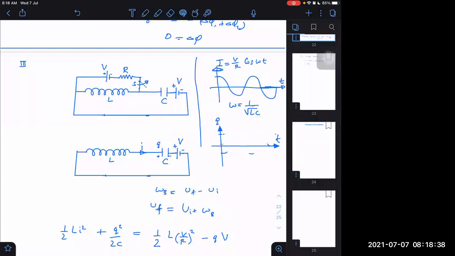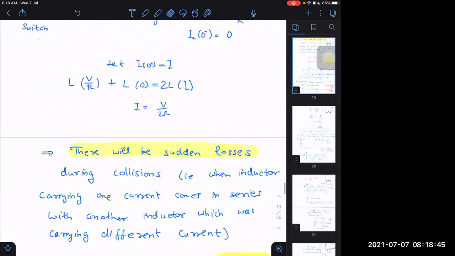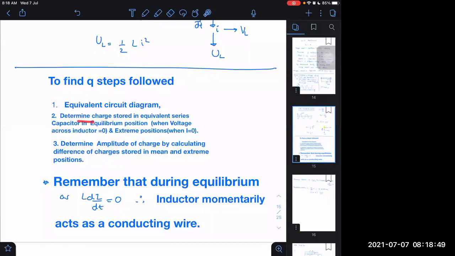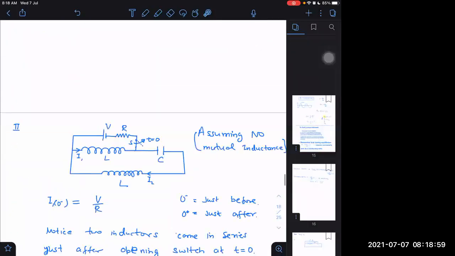I have told you that first you find out how to find the charge. I told you those 2-3 steps. Here, follow the second step. Determine the charge stored in the equivalent series capacitor in equilibrium position and in extreme position. Then determine the amplitude by calculating the difference of the charges stored. So I have to follow these 2 steps.